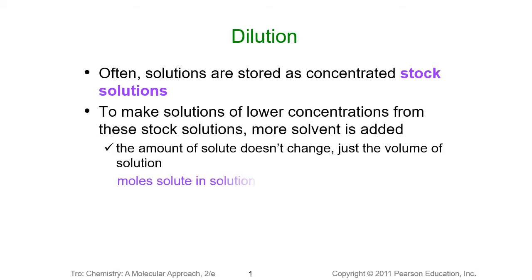So to make the solutions into a lower concentration that gets used in the lab, we have to add more solvent to it. So the amount of solute does not change, but by adding more solvent, that increases the volume of the new solution. But the moles stay the same. So the moles of the solute in solution 1 are equal to the moles of the solute in solution 2.